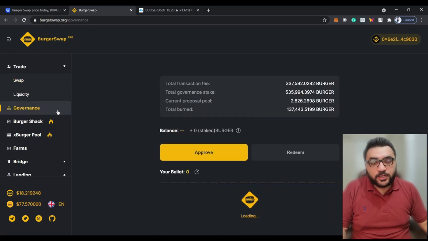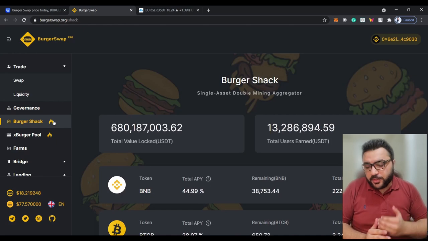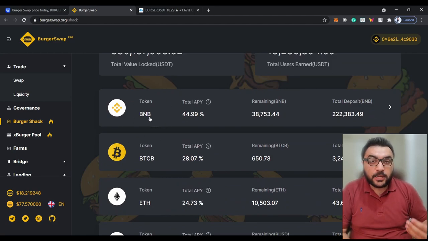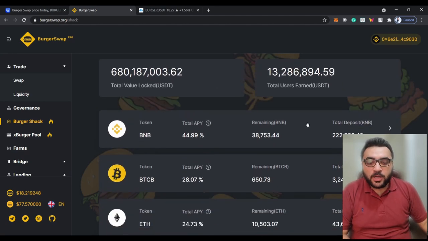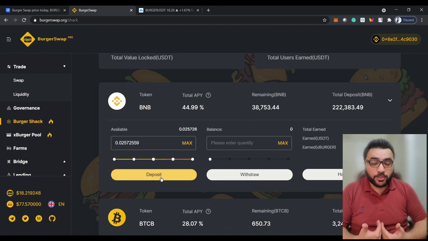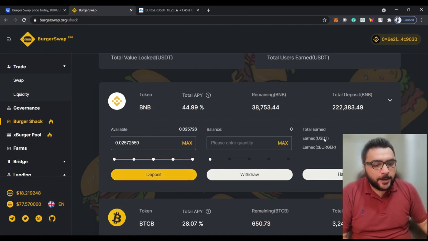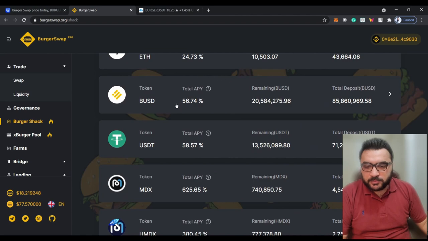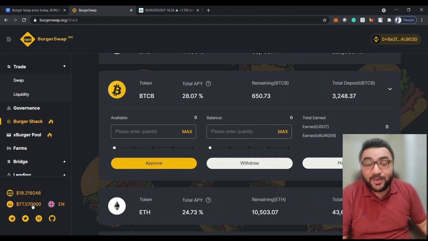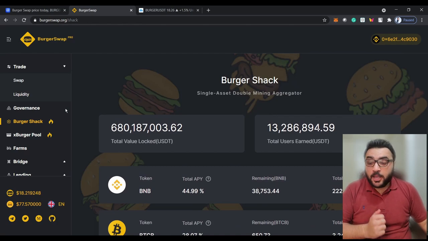I'm going to skip over governance since it's not important at the moment, but two or three things we need to look at, first the Burger Shack. First of all, you have to select one of the Burger Shacks. If you want to do the BNB Burger Shack, you come here, click this arrow and deposit the BNB that you want to put. You will earn USDT and X Burger on the amount of BNB you deposit. The same goes for other tokens. There are different yields for different tokens, but the essence is the same: you earn X Burger and USDT. The X Burger right now is $77.5, and you will earn USDT as well. So that's Burger Shack.